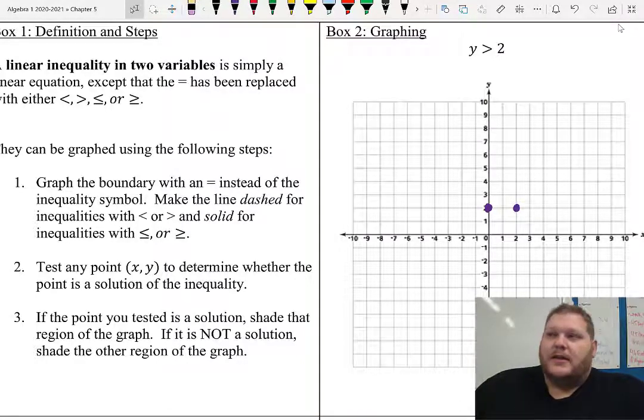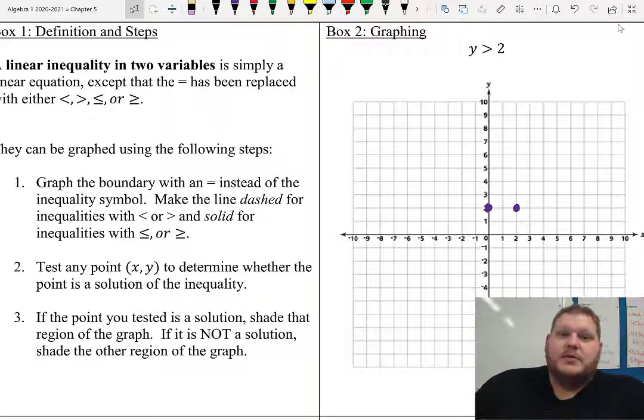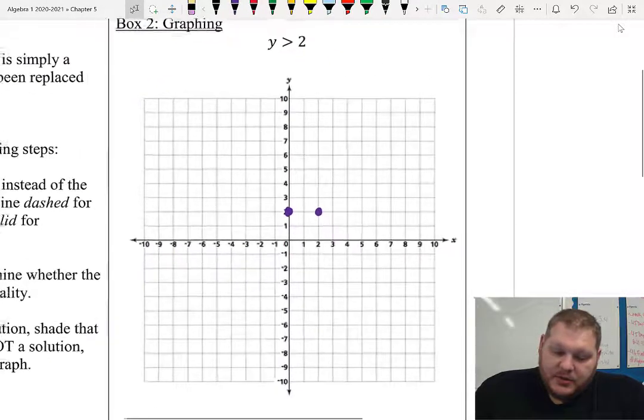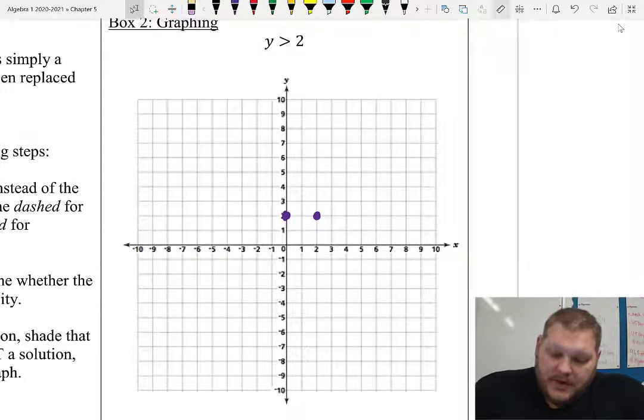If I want to represent less than or greater than, the open circle in chapter 2 is going to become a dotted line, meaning all of these points along my line are not part of my solution. I'm making a dotted line because that is not included in my solution set. And that's really the distinction. If it's less than or greater than, it's going to be a dotted line. If it's less than or equal to or greater than or equal to, it's going to be a solid line. So here in box number 2, the one that we're dealing with, y is greater than 2, is just greater than, so it should be a dotted line.